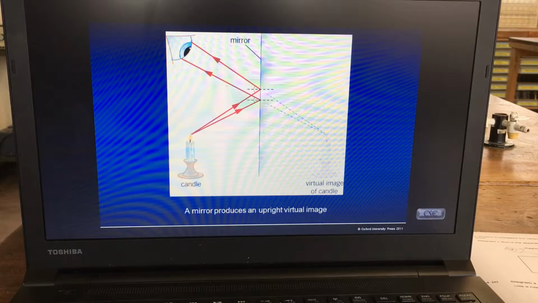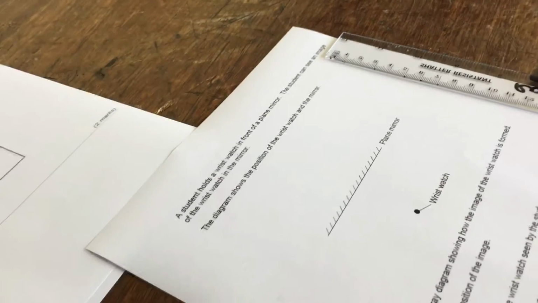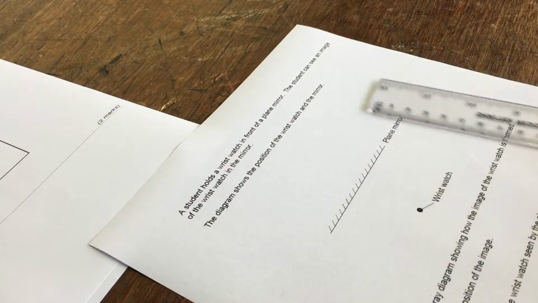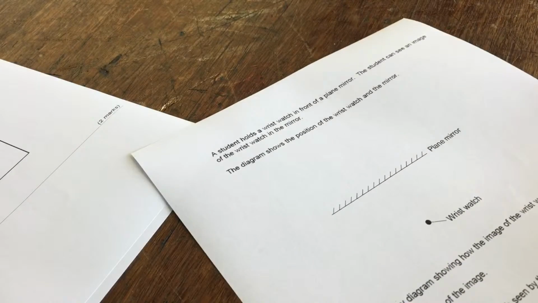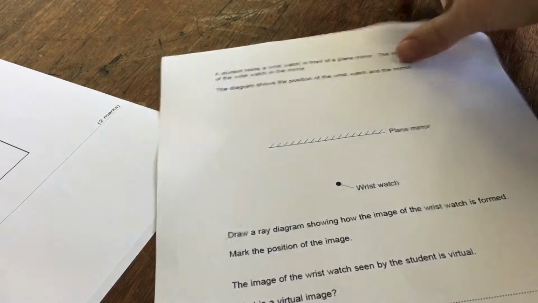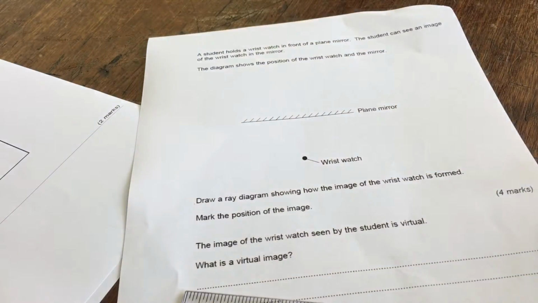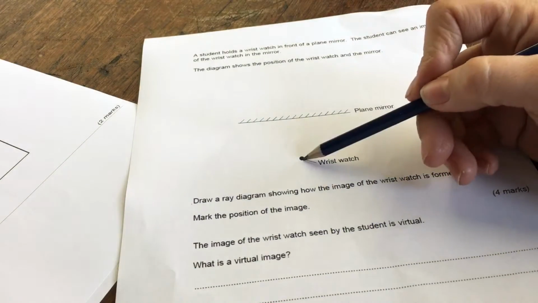I'm going to show you an exam question now about what they might ask. So here's the exam question. I'm going to do it on here. A student holds a wristwatch in front of a plane mirror. The student can see the image. The diagram shows the position of the wristwatch and the mirror. This is worth 4 marks in an exam, so it's quite a lot of marks to lose. They've given you the wristwatch here and the plane mirror.